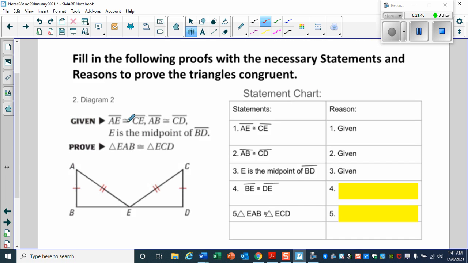Okay, number 2. AE is congruent to CE. Okay, they both have 2 tick marks, so that's given. That's a good thing. They say AB is congruent to CD. That's true too, as they were given 1 tick mark. Now they're also saying E is our midpoint. So that's given. E is your midpoint.